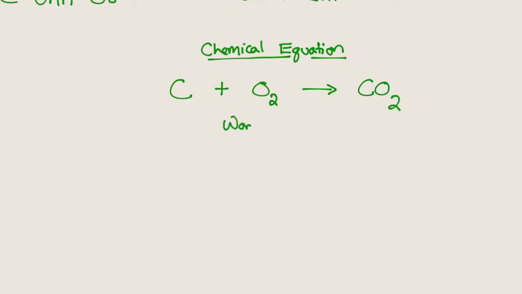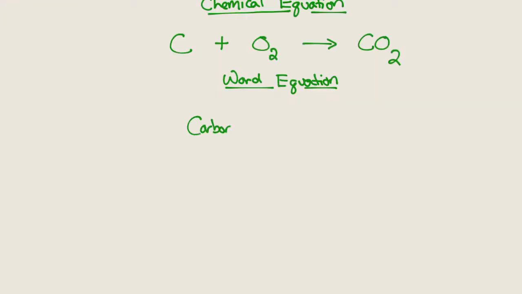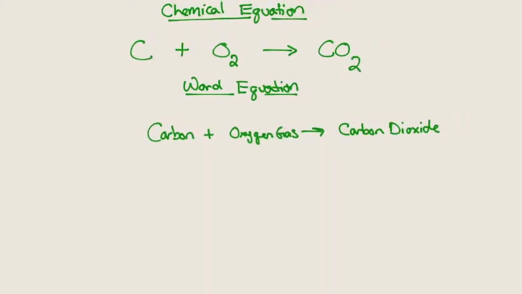Now, we can also write this in terms of words. So the next one is going to be a word equation. And the word equation is going to be carbon plus oxygen gas, we're going to get to that in just a minute, produces carbon dioxide. And we know it's carbon dioxide, so it's a single carbon and 2 oxygens. So that would be what we would call a word equation.